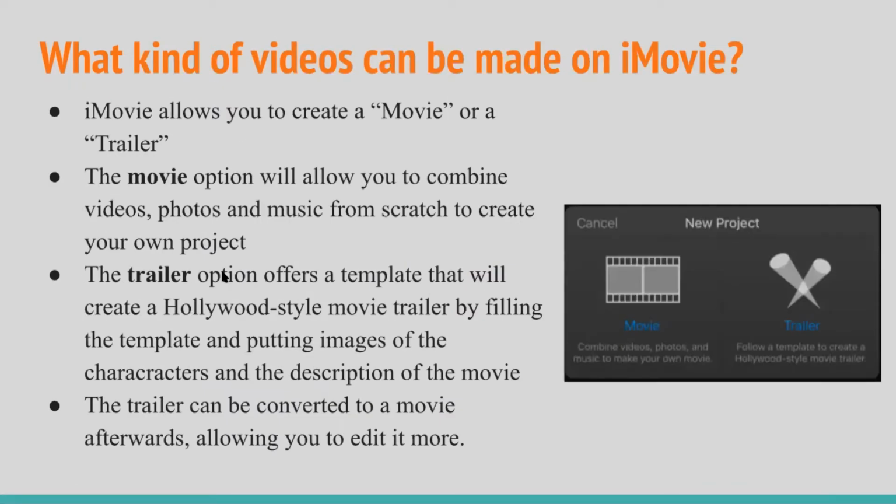What kind of videos can be made on iMovie? iMovie allows you to choose between two different kinds of movies. There's movies or trailers. The movie option allows you to combine videos, photos, and music from scratch to create your own project, which is mostly what I was doing. And the trailer option, I actually never really used this, but it's really interesting. It allows you to create a Hollywood style movie trailer by filling in its own template, and it allows you to put images of the characters and a description of the movie. The trailer can be converted to a movie afterwards, allowing you to edit it more.